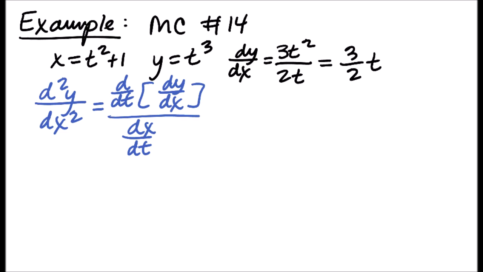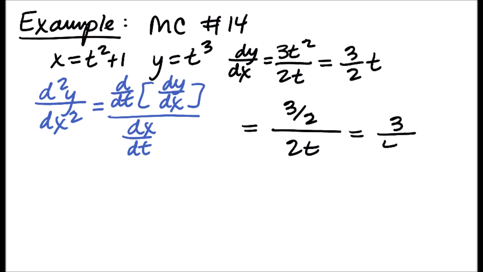So what we're going to do is take the derivative of dy dx. Okay, so take the derivative of 3/2 t, and that's just 3/2. And then we divide by dx dt. Well, dx dt was 2t. So that's 3/2 divided by 2t would be 3 over 4t, which is, where is it? Answer choice A.